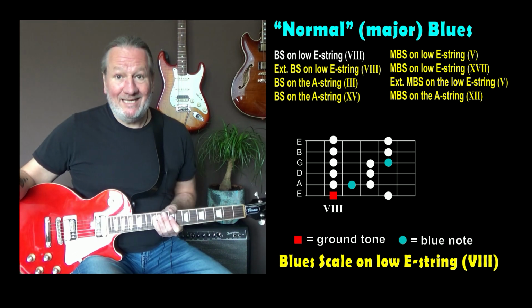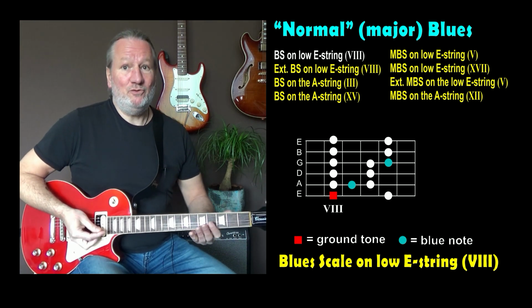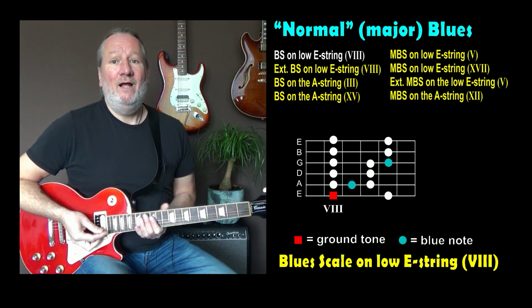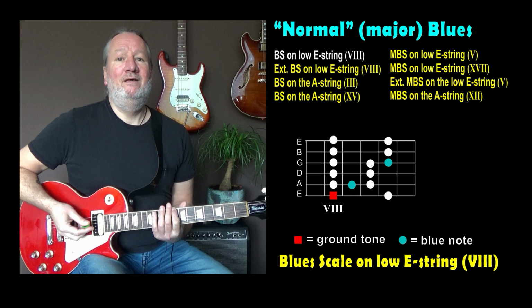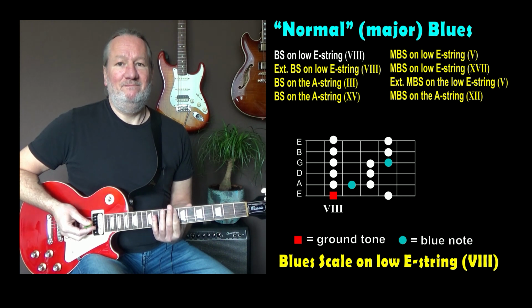The scale we are looking at over here is the most basic blues scale. The key of C starts in position 8. Let's play the scale.